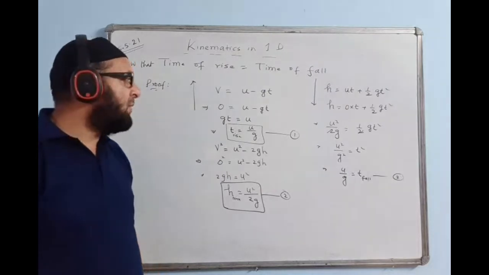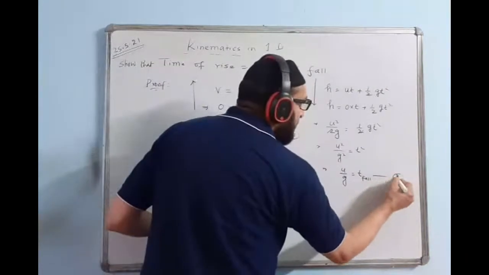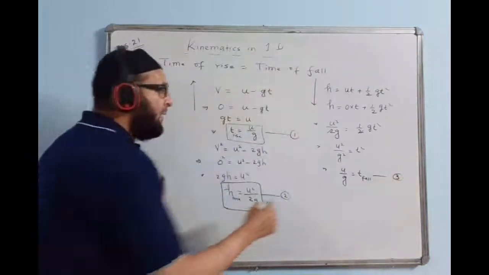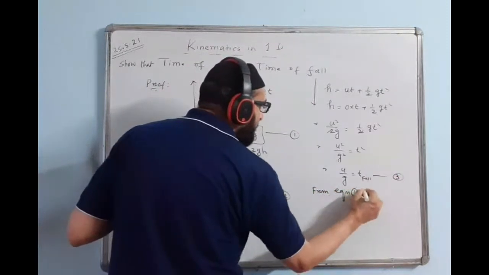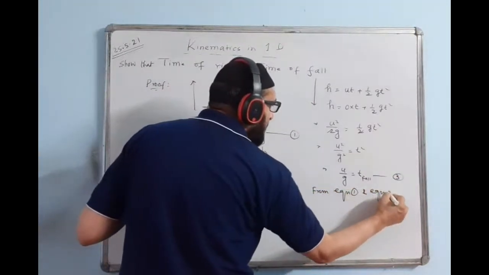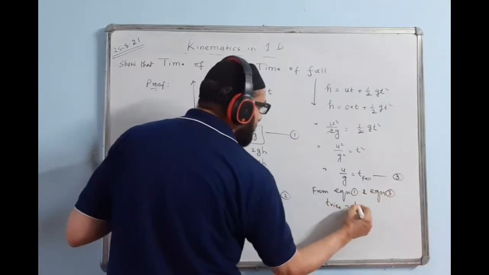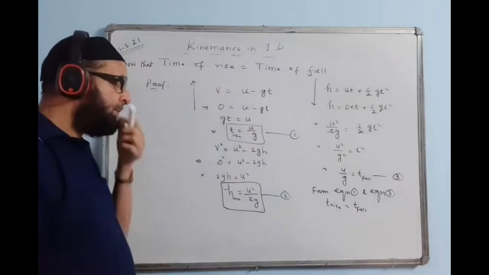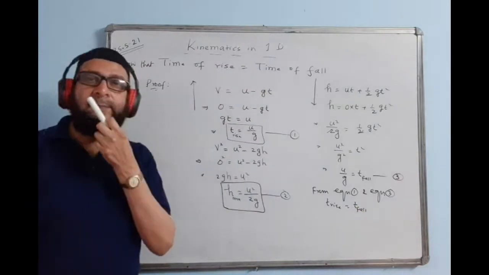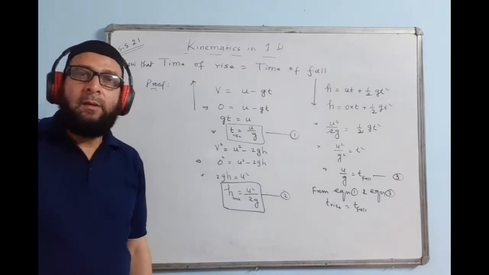So what is your observation now? Look at equation number 1 and equation number 3. This is equation number 3. From equation 1 and equation 3, we have time of rise is equal to time of fall. We proved it. This is how we can prove time of rise equals time of fall.